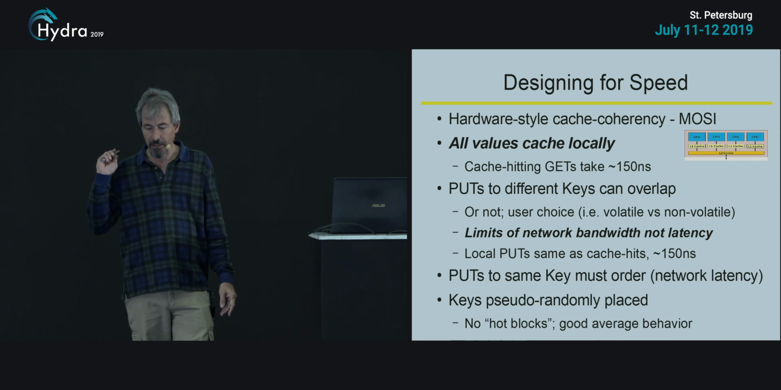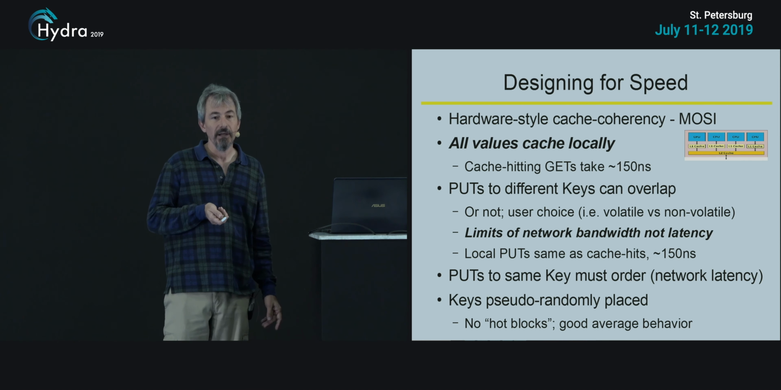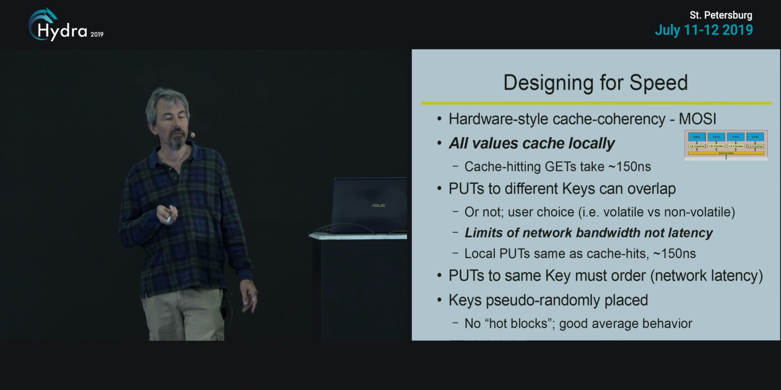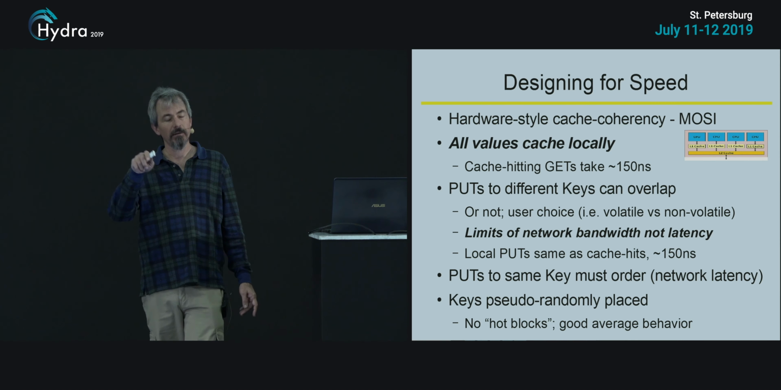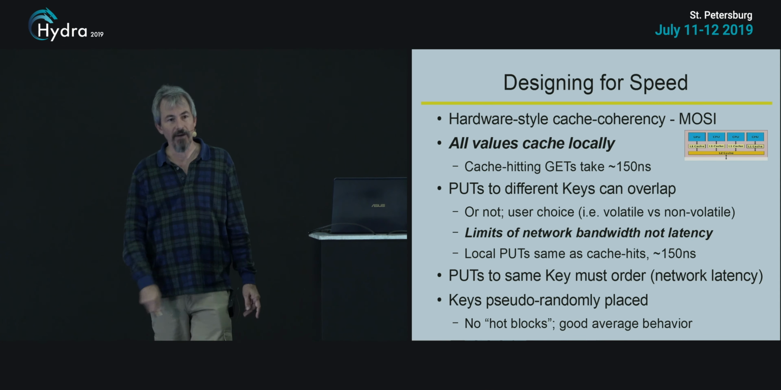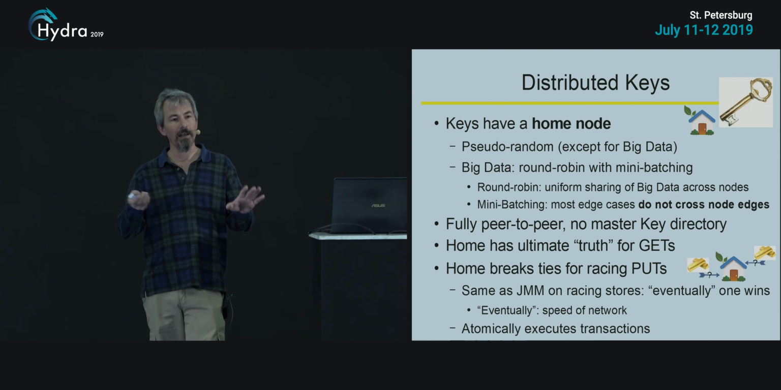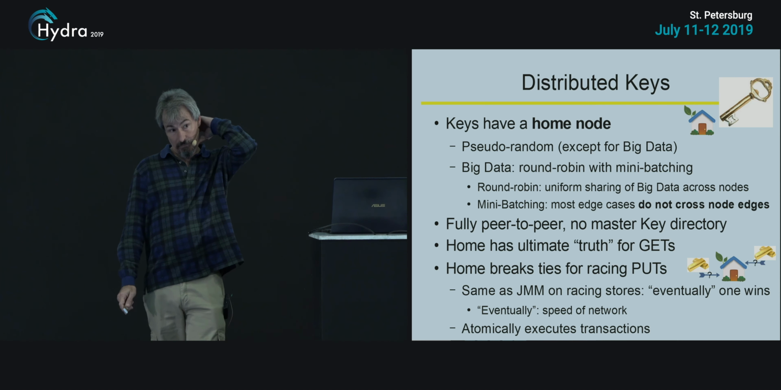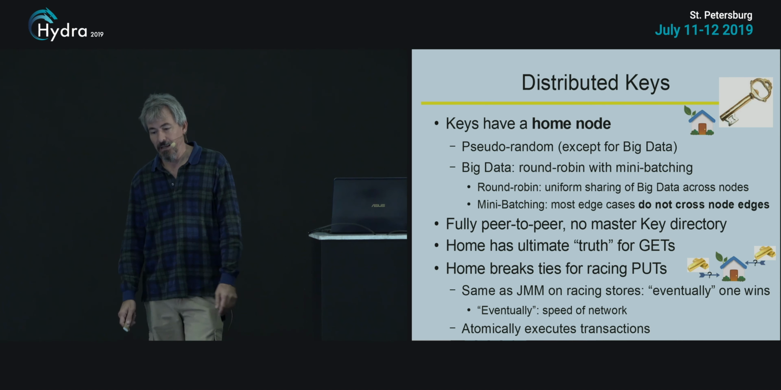One of the other things going on here is the keys are pseudo-randomly placed around the cluster. In hardware, people do hashing all the time. And the goal of that is to make it difficult for you to have a hot cache line, right? When everyone wants to hit the same thing. I'm doing the same thing for the same reason. I don't have a hot node. So what do I mean by that? Keys all have a home node. The home node serves a bunch of purposes.